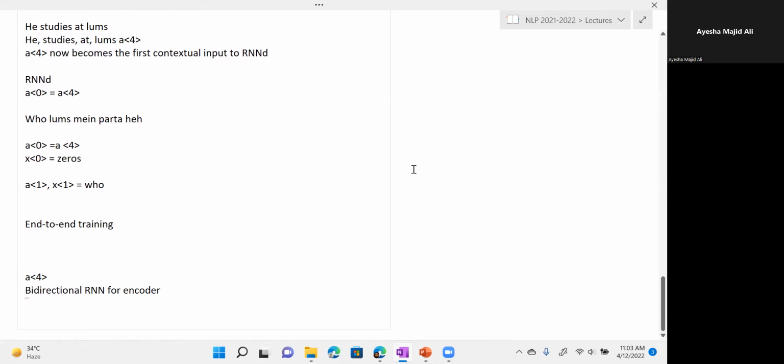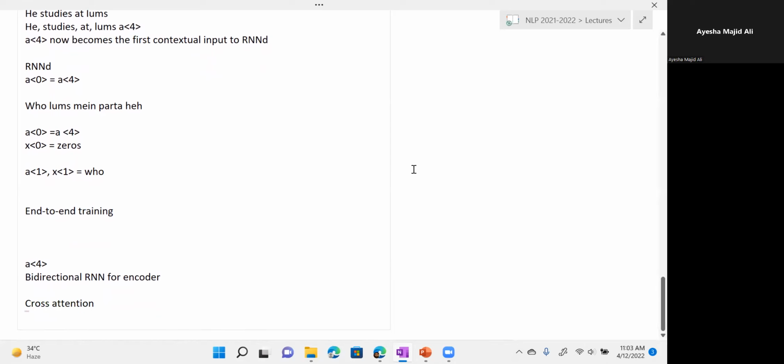Another way is to have cross attention. So remember we talked about attention before, but that was self attention. Now this is cross attention. So what is cross attention? Cross attention is attention between an output of the decoder and all the outputs of the encoder.